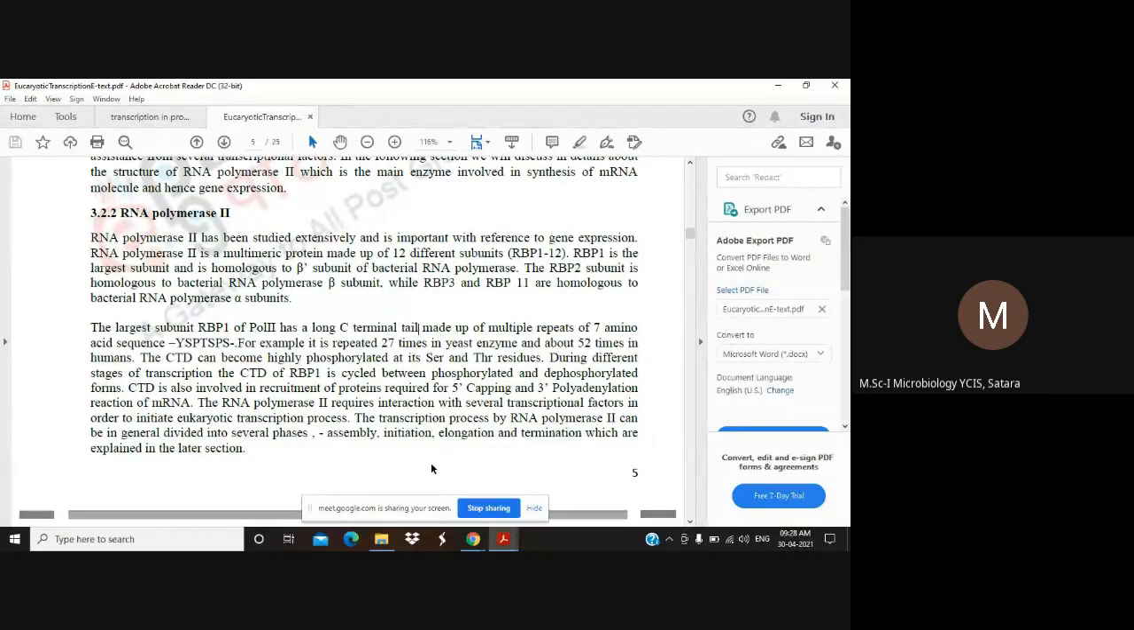In this way it is regulated. That enzyme is regulated whenever it is phosphorylated and dephosphorylated.